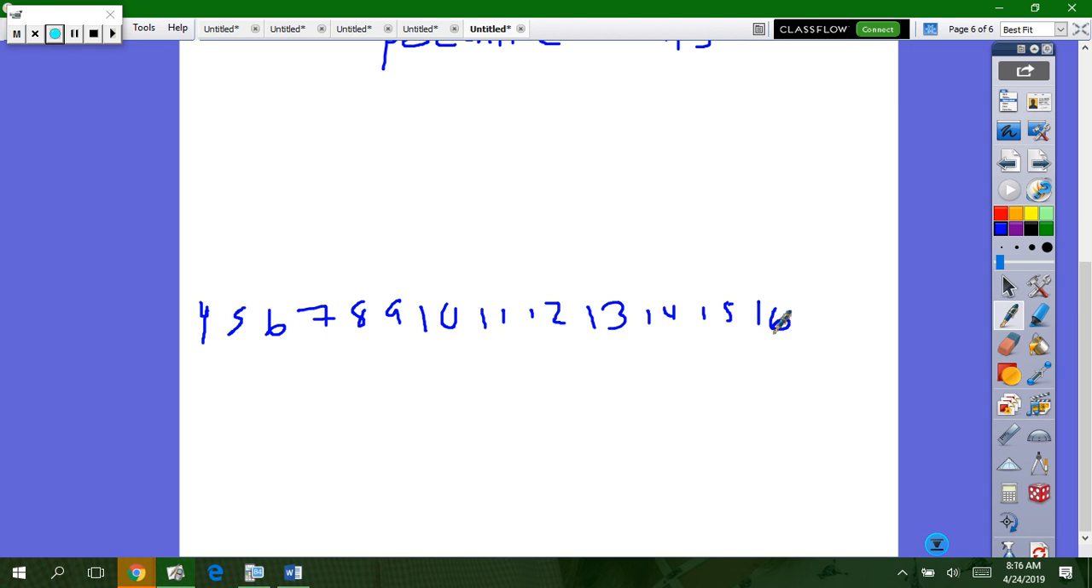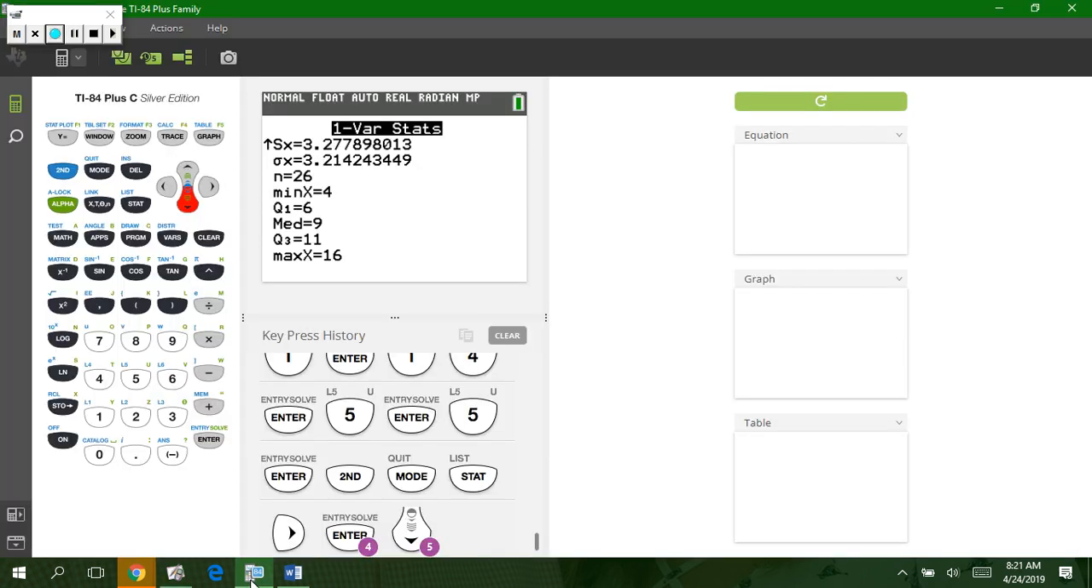Now, let's go back to our calculator, just so we can see it. So here's what we got. Minimum 4. Can somebody write this down so that when I'm ready to put it on mine? Min 4, quartile 1, 6, median 9, quartile 3, 11, and max 16.